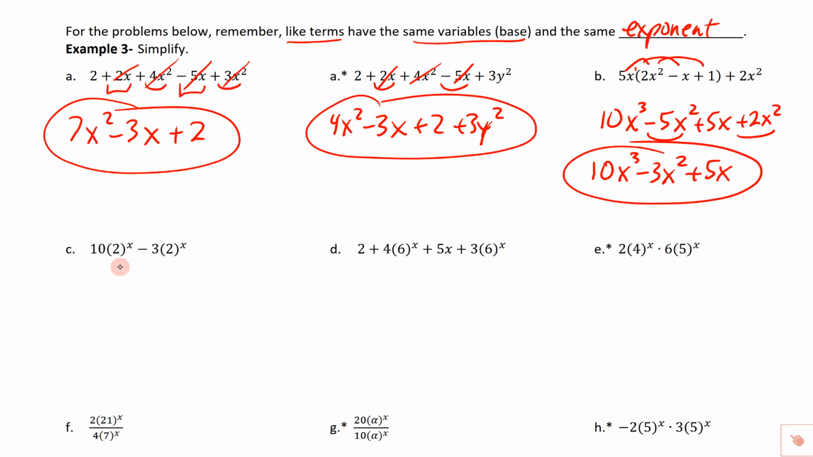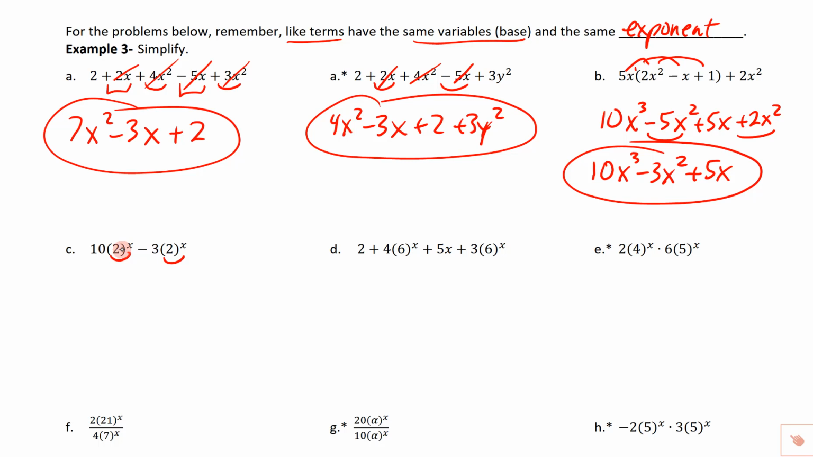This is where it starts to get a little bit interesting because you probably haven't done problems like this before. Remember, they're like terms if they have the same base and the same exponent. So just like we had negative 5x squared plus 2x squared, and those were like terms, take a look at what we've got here. We've got 10 times 2 to the x, minus 3 times 2 to the x. So this 2 to the x stuff is just like these terms right here where we've got x to the second here, except the x and the 2 have changed places. So these are still like terms.